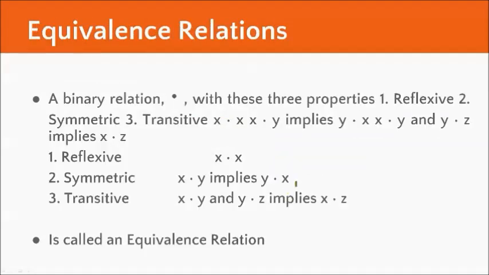So, binary relation, we have three properties. We have reflexive, we have symmetric, and we have transitive. So, reflexive is implied by this notation. Symmetric is implied by x dot y implies y dot x. Transitive is implied by x dot y and y dot z implies x dot z. This is called the equivalence relation. So again, don't forget about the three properties. We have the reflexive, the symmetric, and the transitive.